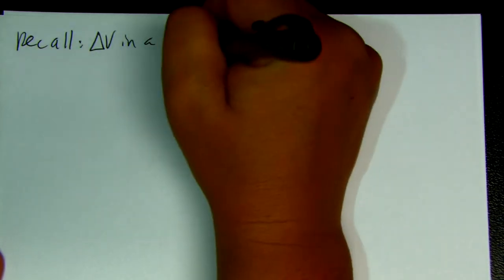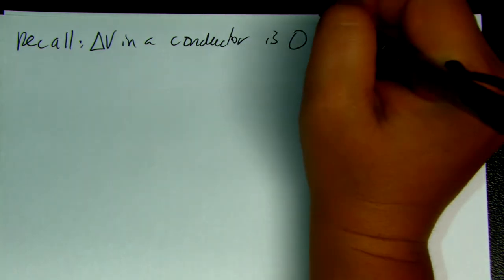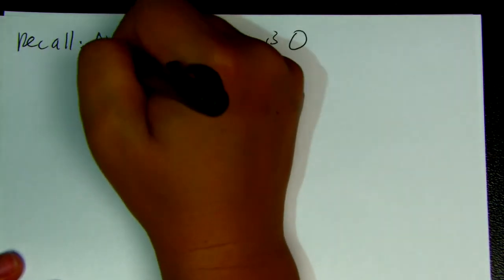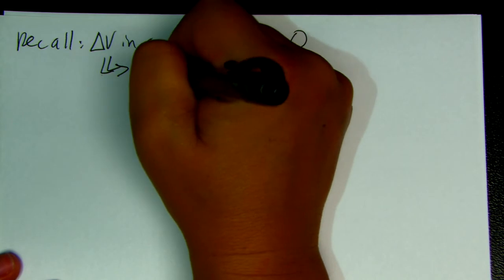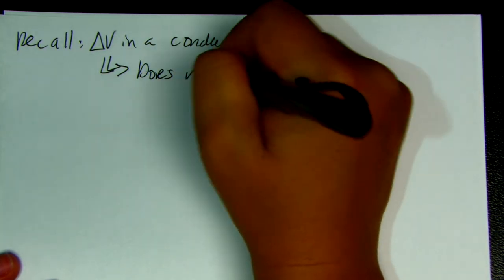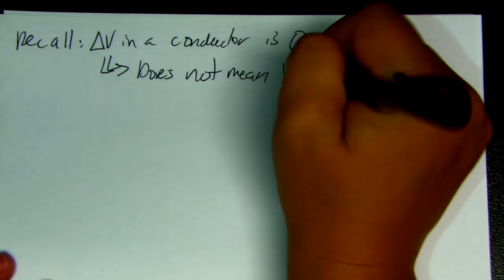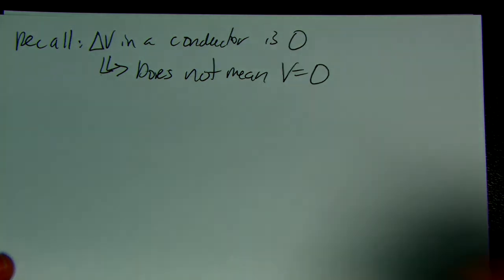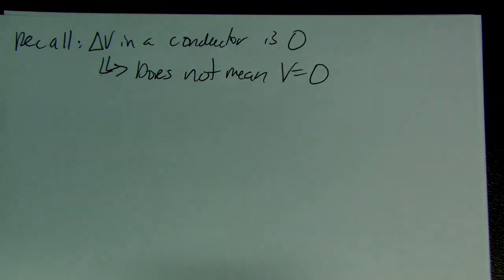All right, so moving on with our understanding of potential and potential difference, and just to delineate these two concepts a little bit further. We remember that delta V in a conductor is 0, which does not mean V is equal to 0, only that there's no change.